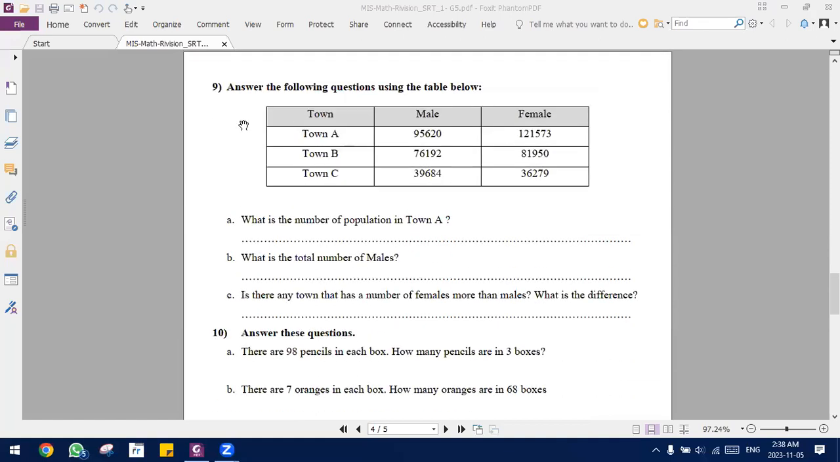Now, question number 9. Answer the following questions using the table below. So we have here town, 3 different towns, A, B, C. Then we have male and female. We have the numbers. So they are trying to count the population in each town. Now, first question says, what's the number of population in town A? They ask for the population, which means both male and female. So we need to add these two values together.